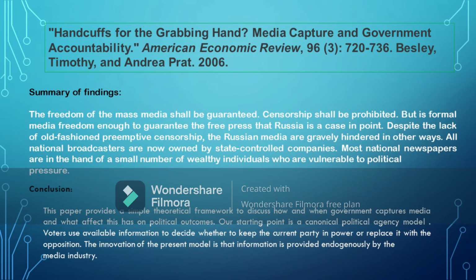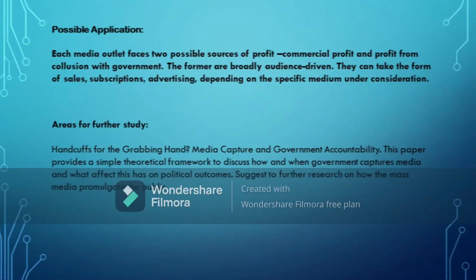Conclusion. This paper provides a simple theoretical framework to discuss how and when government captures media and what effect this has on political outcomes. Our starting point is a canonical political agency model. Voters use available information to decide whether to keep the current party in power or replace it with the opposition. The innovation of the present model is that information is provided endogenously by the media industry.